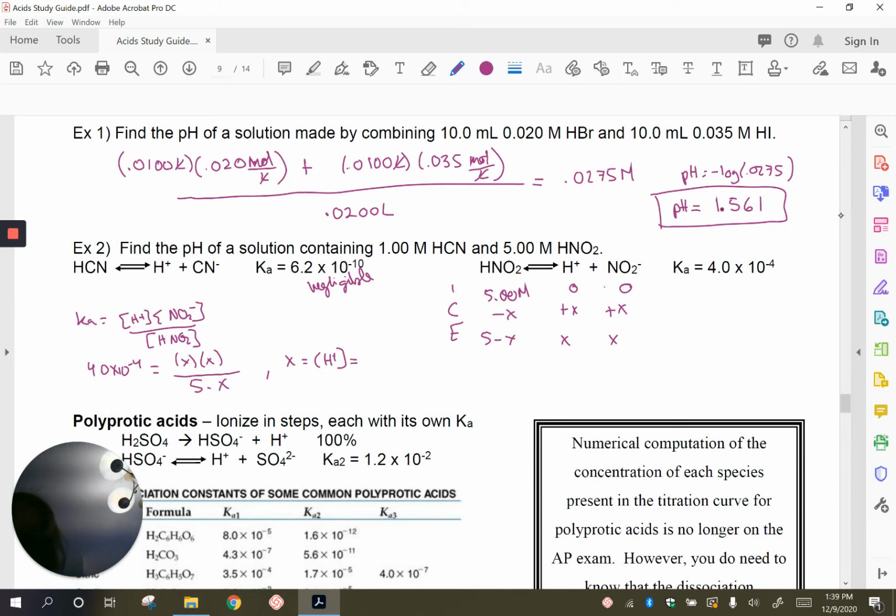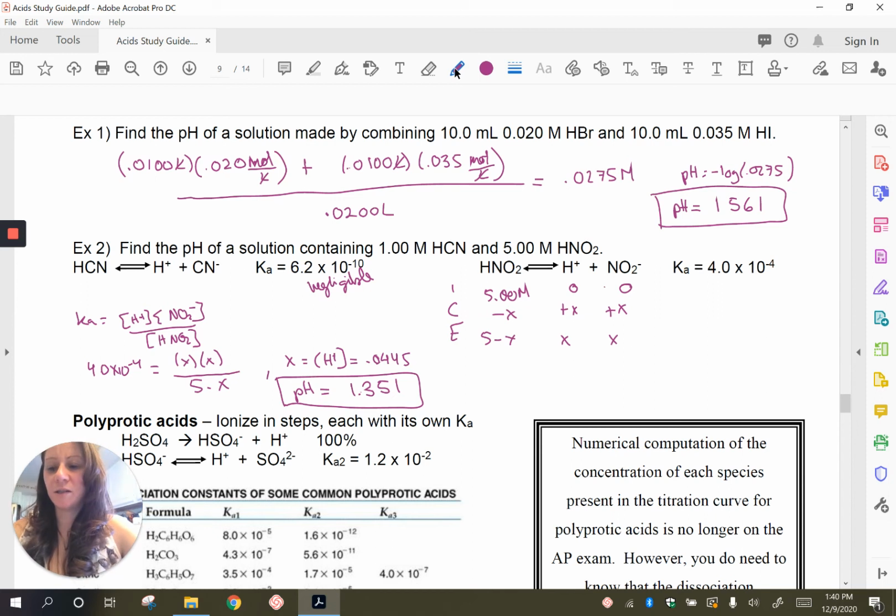is 0.00445. So pH is negative log of that, which ends up being 1.351.